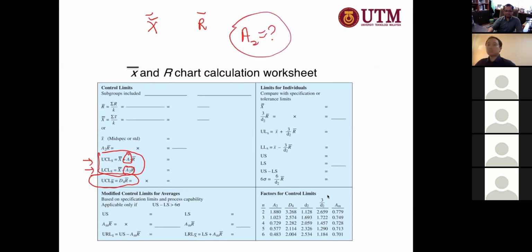X double bar and R bar we have calculated before. But A2 we got from this table. This is just a small table. Later I will show you the actual table. So A2 depends on how many samples for each subgroup.